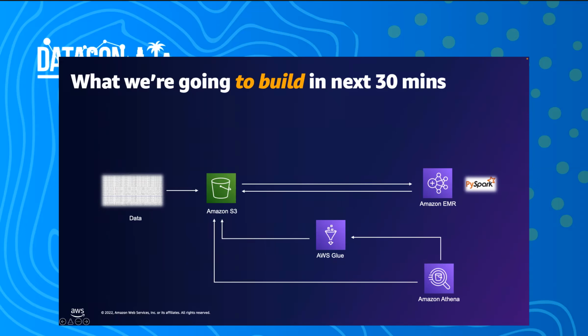Okay, so now let's try to build this. We'll start from S3. We will put some data there. We will process it through EMR. Then we will use Glue to catalog that data. We'll find the schema, and then we will query that.